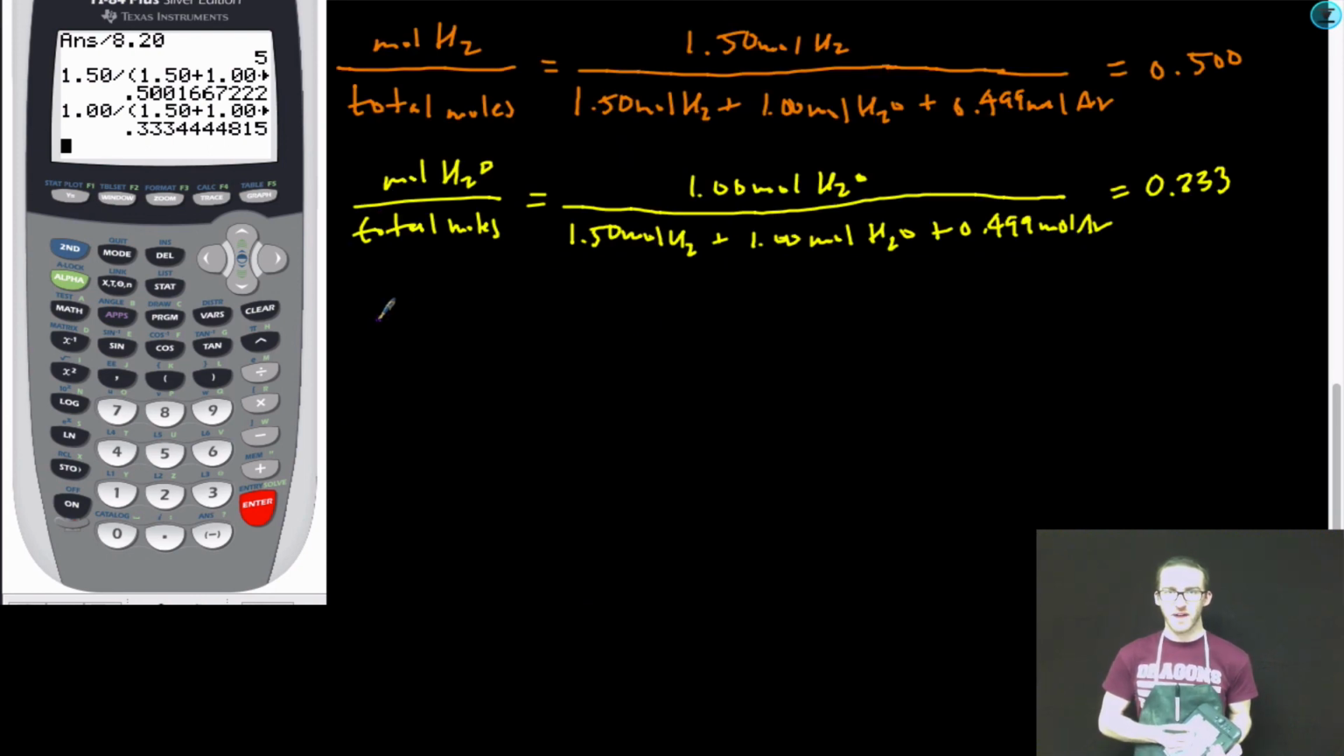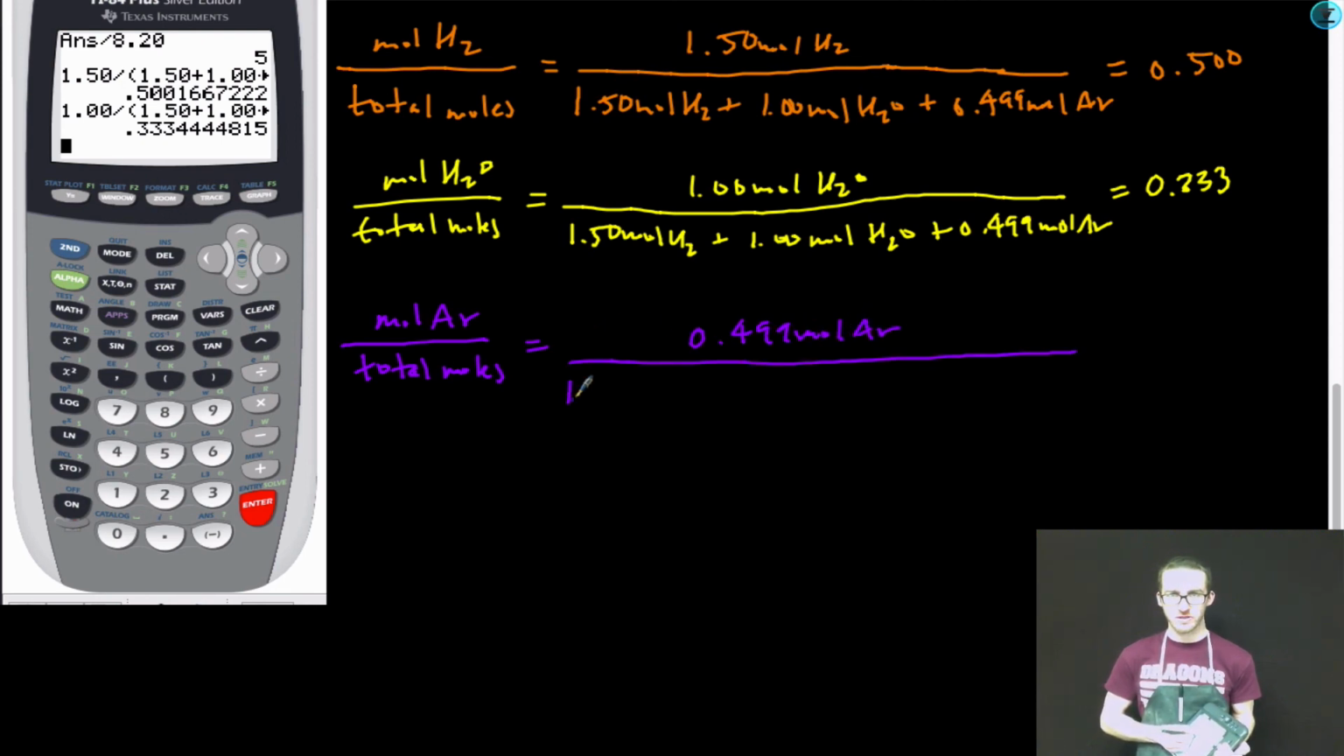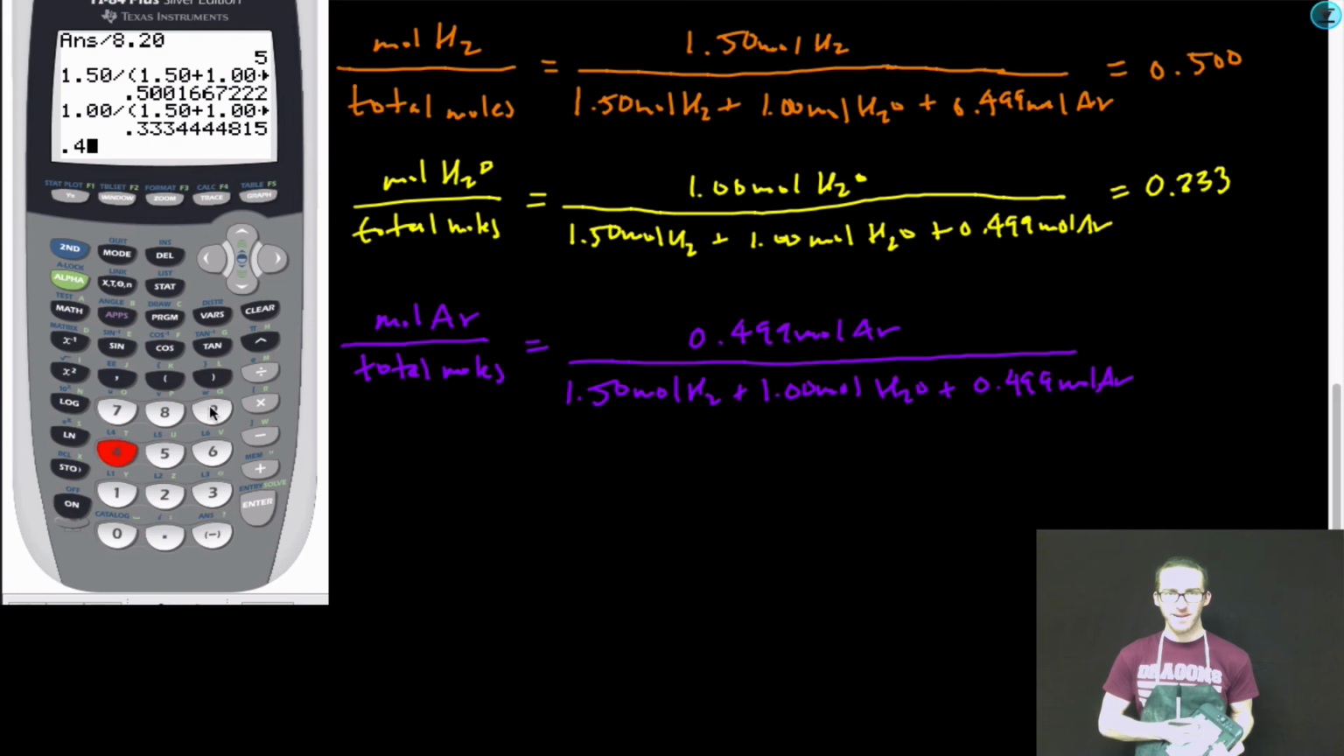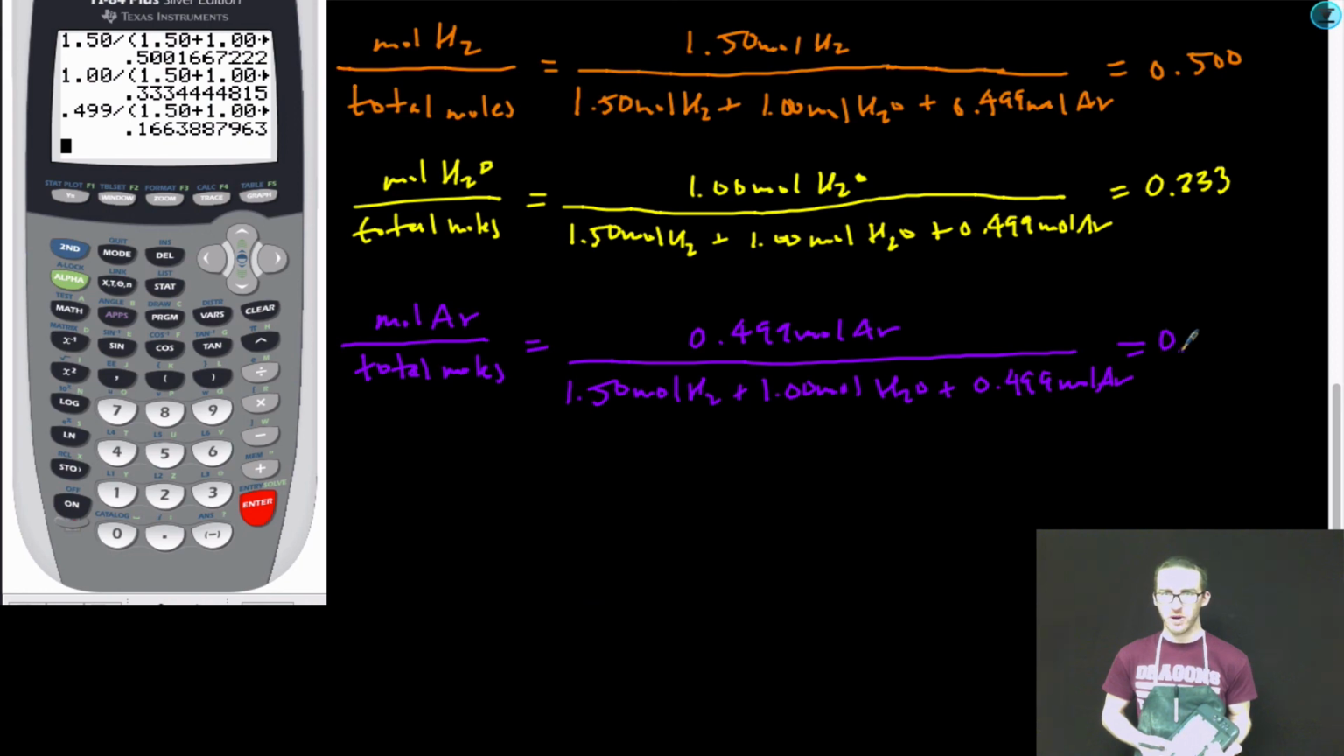All right, and then finally, don't forget we've got that argon that's in there inert, unreacted. We've got 0.499 moles of argon over our total moles. Boom. Let's do this. 0.499 divided by parentheses 1.50 plus 1.00 plus 0.499 close parentheses. Our mole fraction of argon, 0.166. Now think about it. You could have come up with the mole fraction of the argon by subtracting 0.5 and 0.333 from 1.